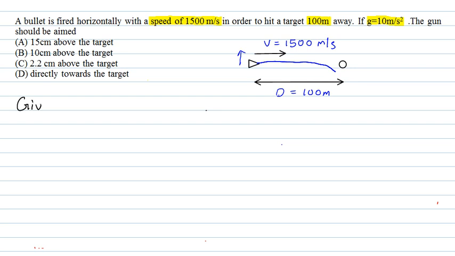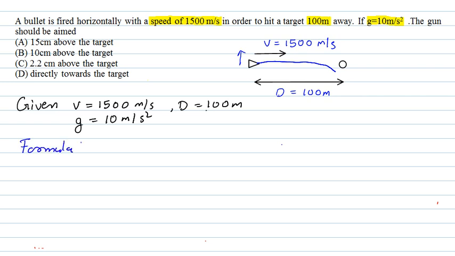We have the given data: velocity in x direction which is 1500 meter per second, the horizontal distance d equal to 100 meter, and the value of small g, that is acceleration due to gravity, 10 meter per second square. We will use these two formulas to find the correct answer. The first one is velocity is equal to displacement by time, and the second one is s equal to ut plus half gt square.